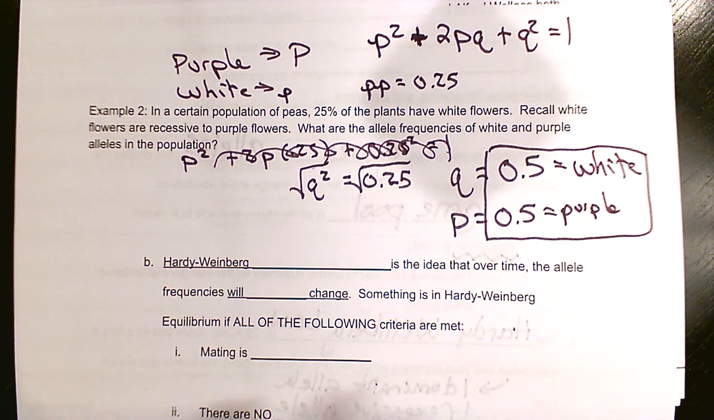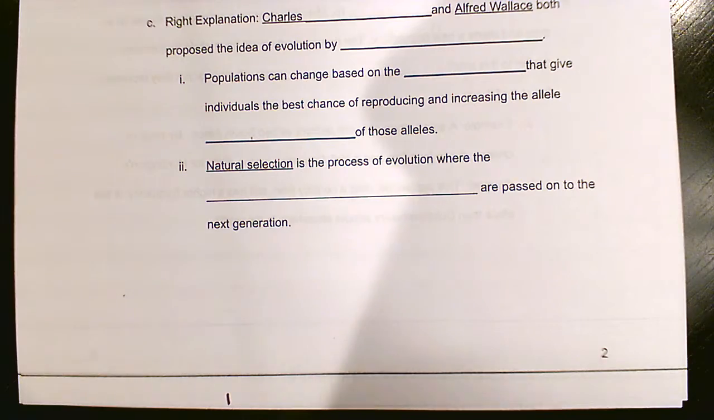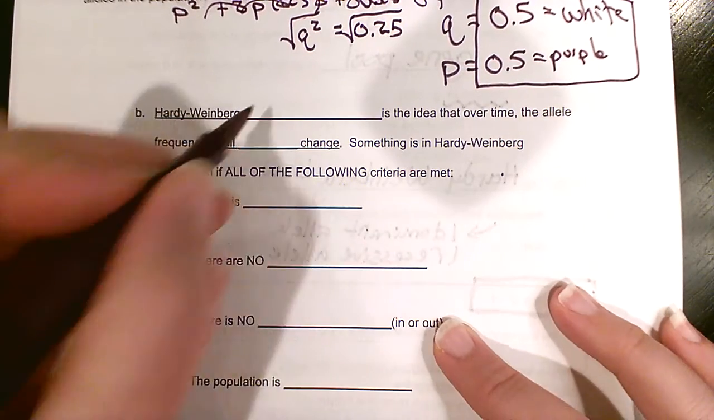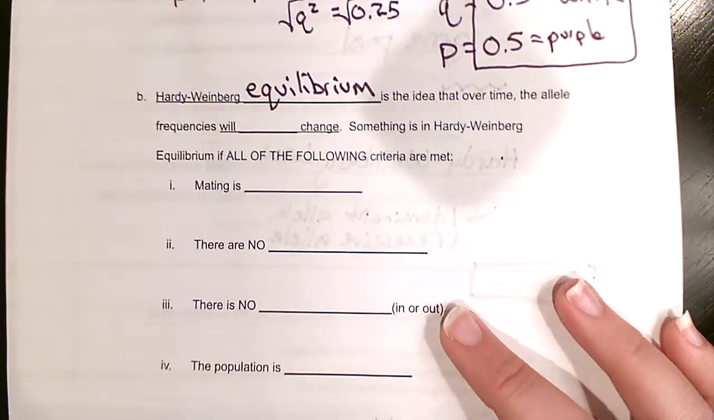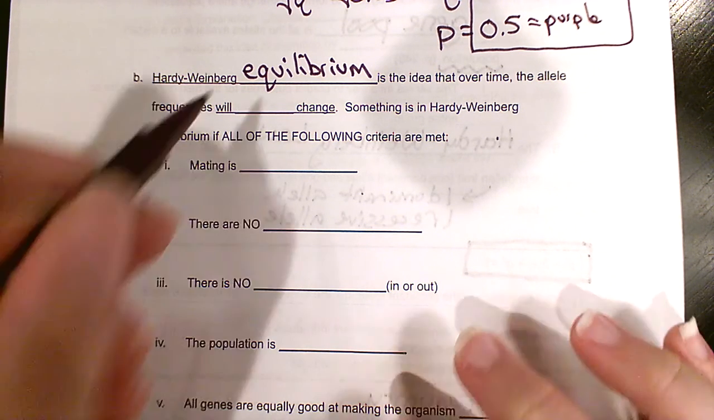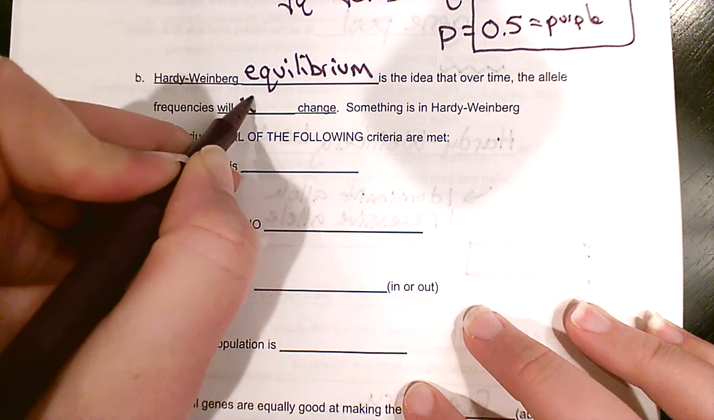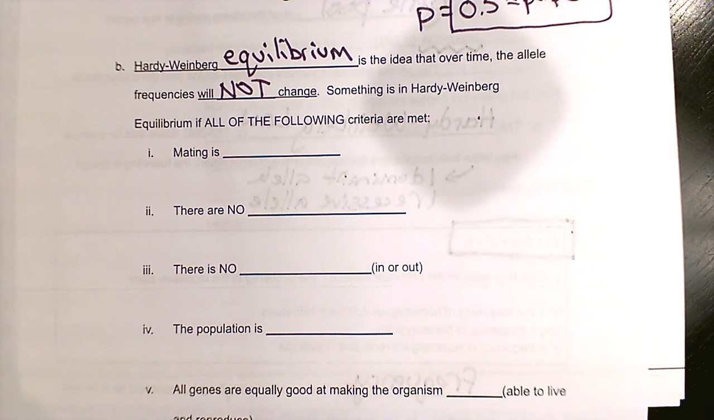So the rule, Hardy-Weinberg, says that those allele frequencies will stay the same if something is in what we call Hardy-Weinberg equilibrium. Okay, so we've used the word equilibrium before. It kind of means a state of balance where maybe you have a little bit of change, but it's kind of in flux and it'll overall stay the same. So those frequencies will not change if something is in Hardy-Weinberg equilibrium.